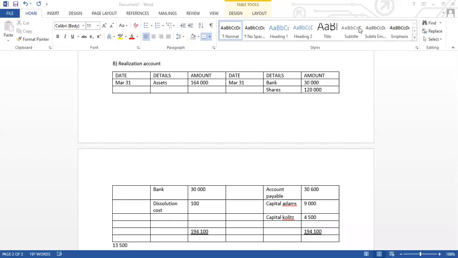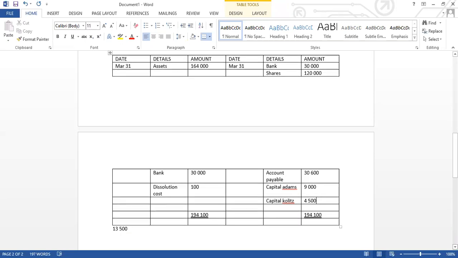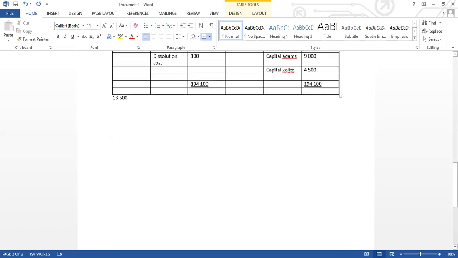We actually made a loss on realization because the debit side is bigger than the credit side. So each partner will have to pay 9,000. They made a loss on realization. So can we continue? If there are no questions regarding the realization account, we go to our capital accounts.